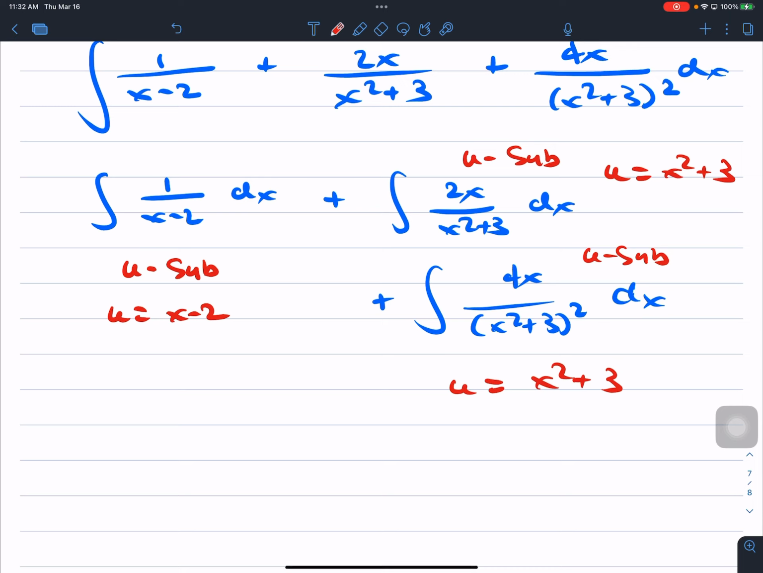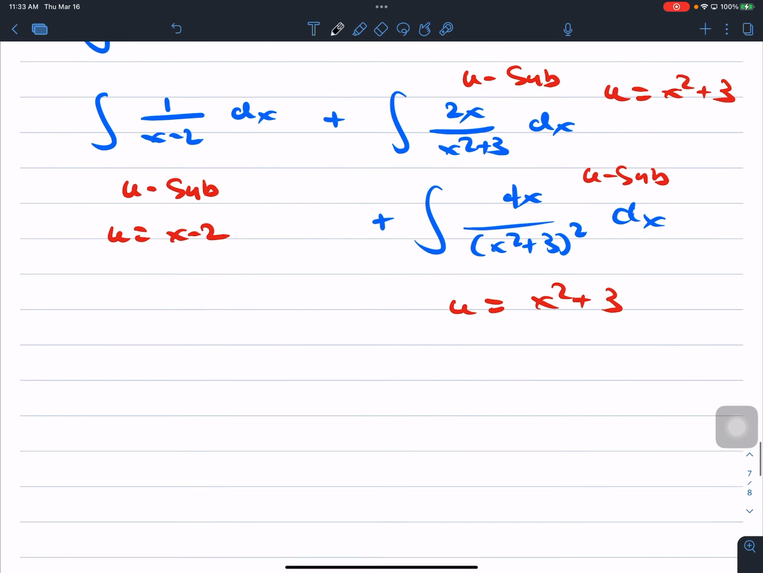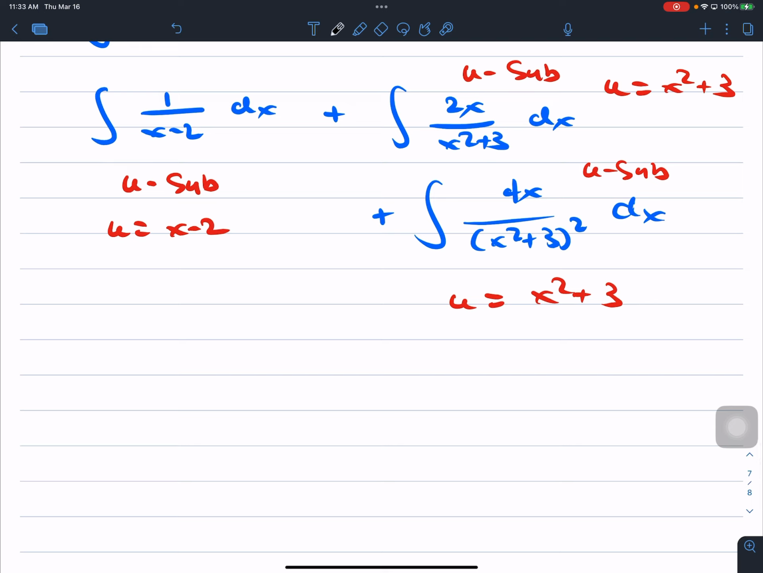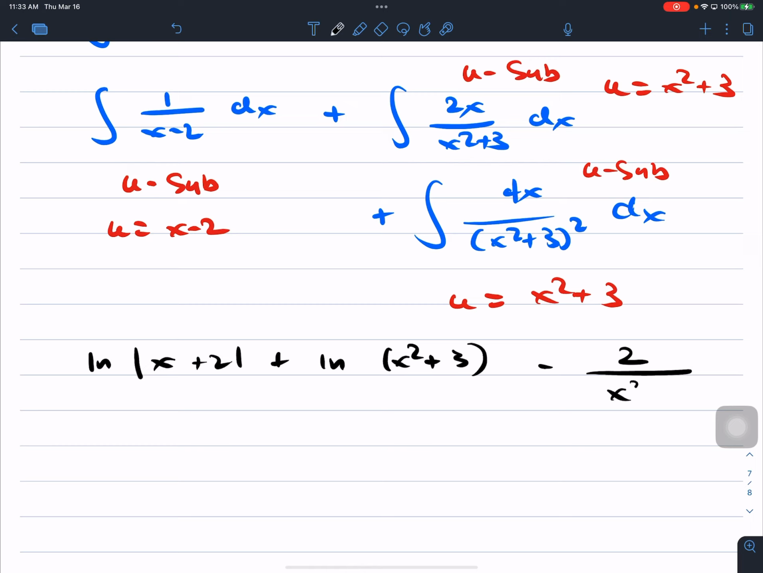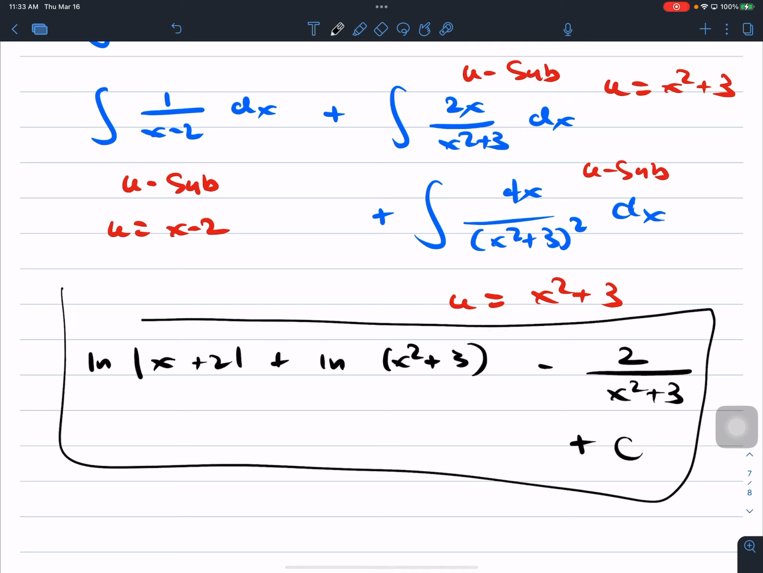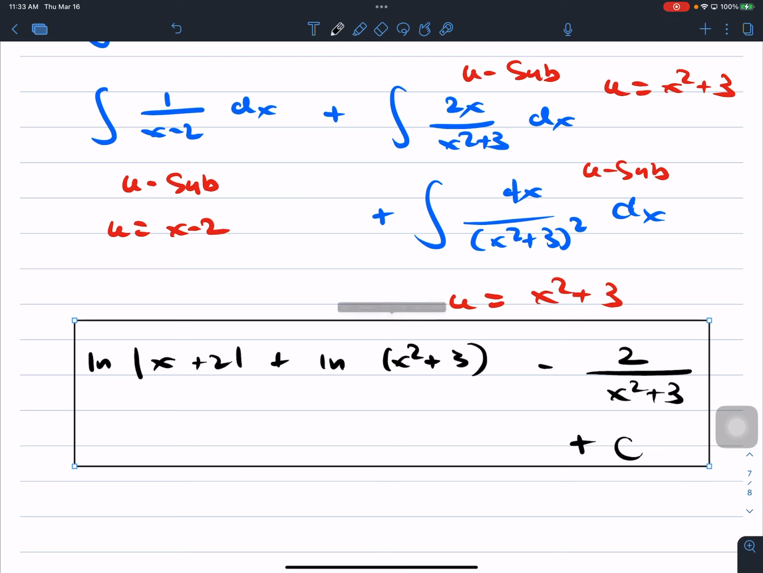So the least they can do, if they made us solve that horrible system by substitution, and the technique I shared with you guys, is give us a nice, easy kind of integration. And they did. Here's your final answer: natural log absolute value of x plus 2, natural log of x squared plus 3, minus 2 over x squared plus 3, plus a constant.